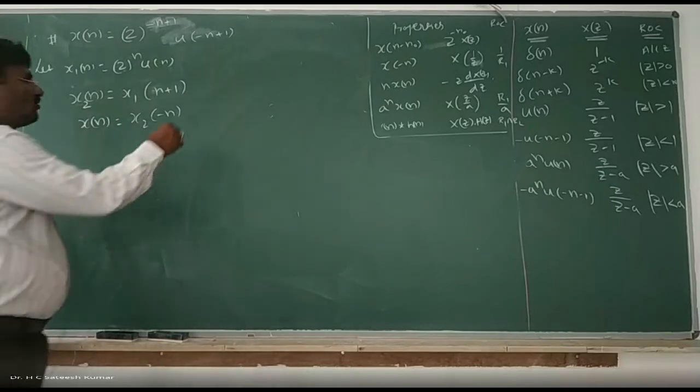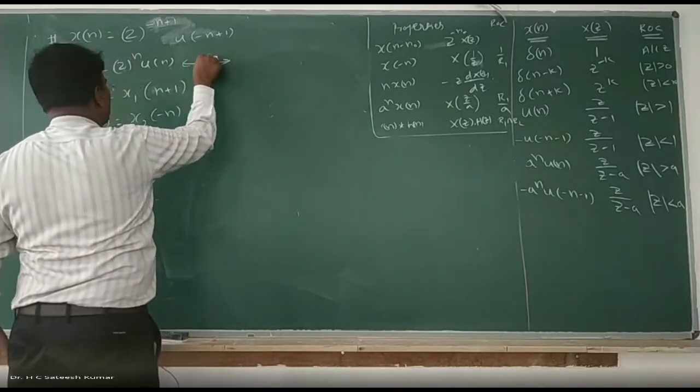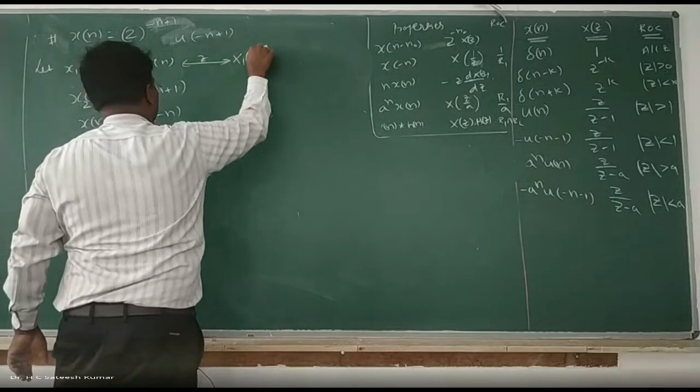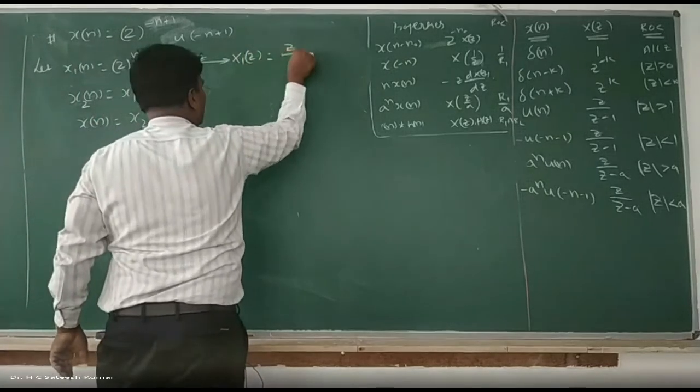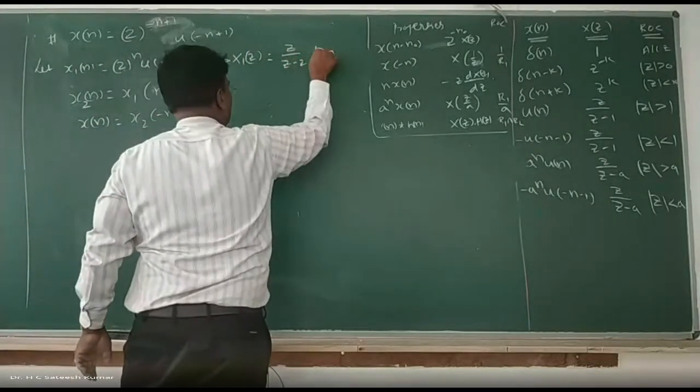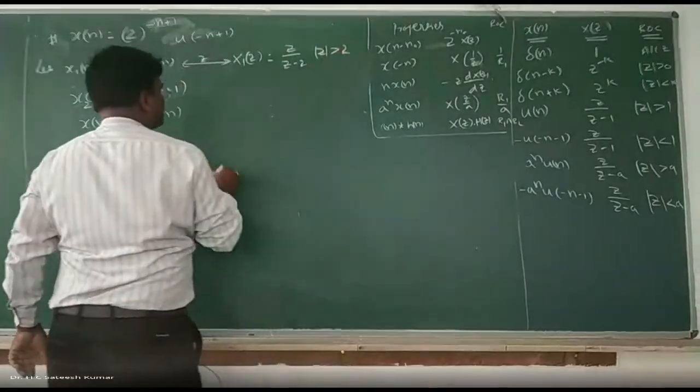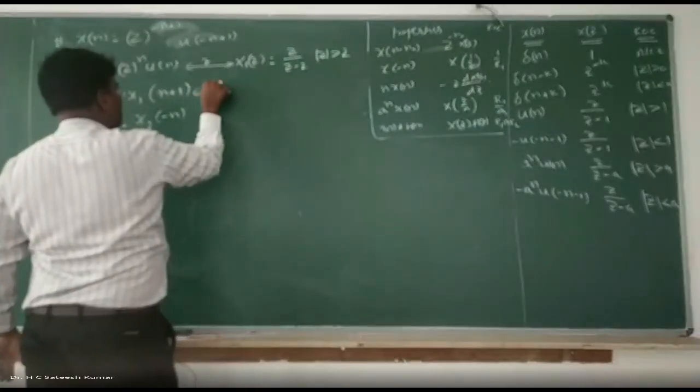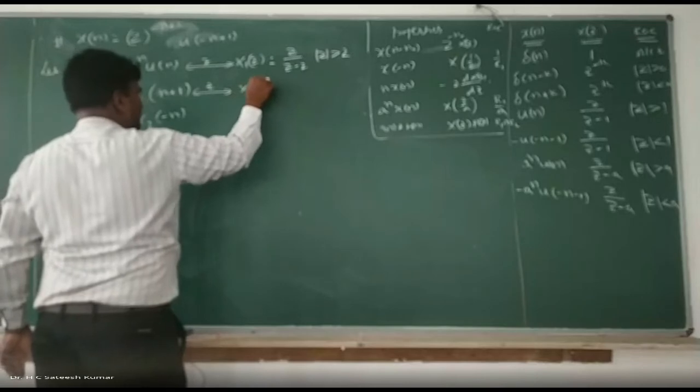So therefore, now you go for the Z transformation of it. What is the Z transformation of it? x1 of z is equal to z divided by z minus 2 with ROC mod z greater than 2. Next, what is the Z transformation of x2? x2 of z is equal to what?